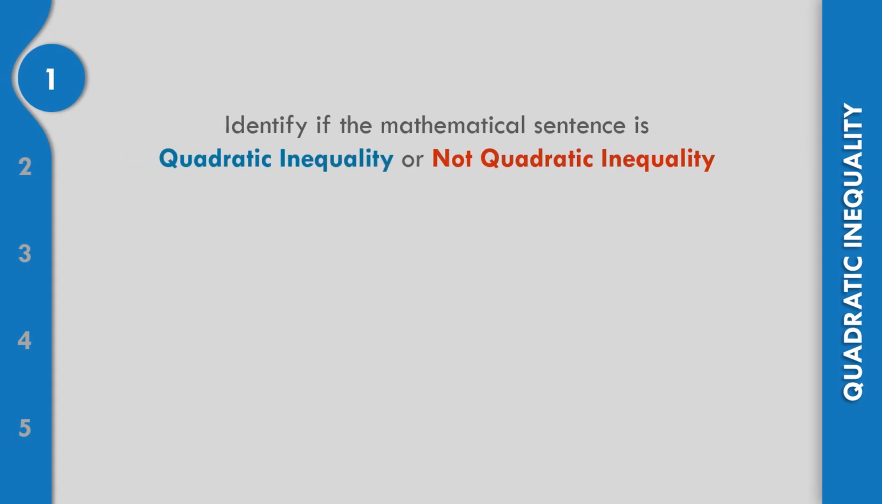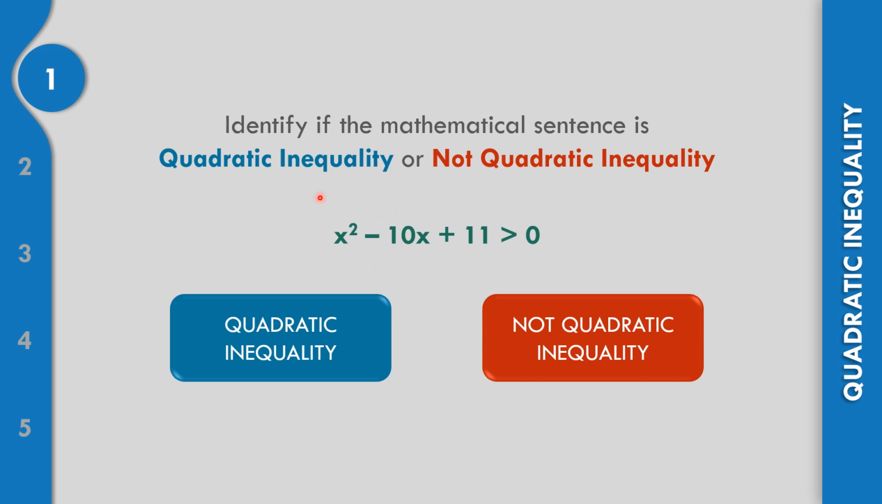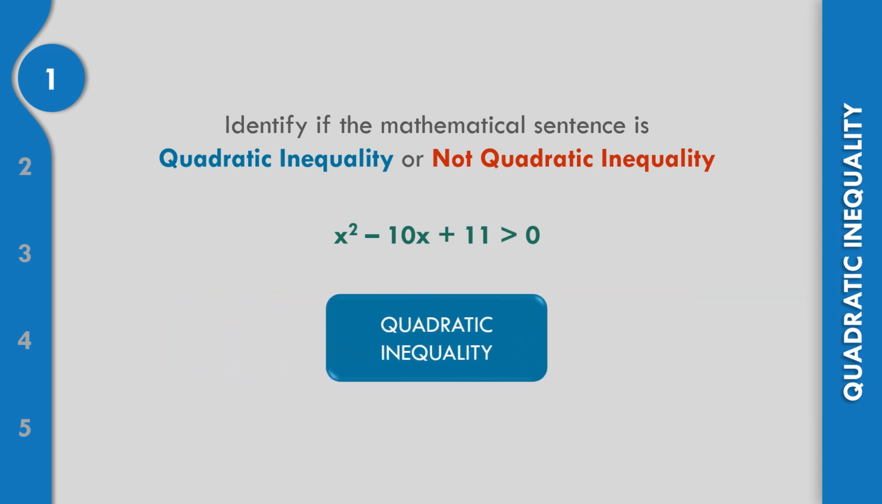Let us identify in example number 1 if this is a quadratic inequality or not. First, we need to identify the highest degree. The highest degree is 2. Afterwards, let us see if there is a symbol such as greater than, less than, greater than or equal, or less than or equal. This time, we have the symbol for greater than. So, it means this example is a quadratic inequality.